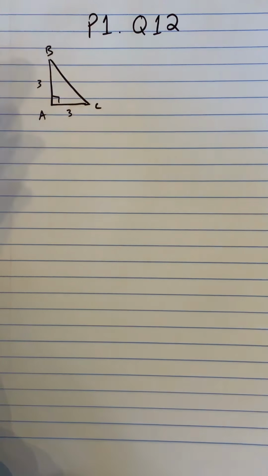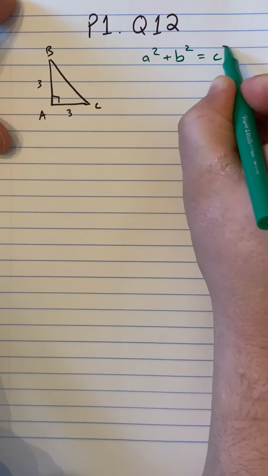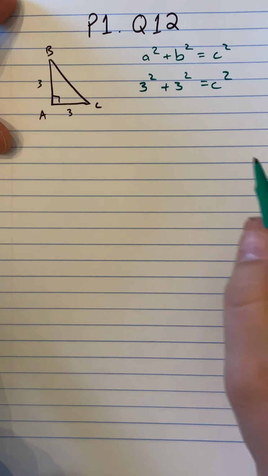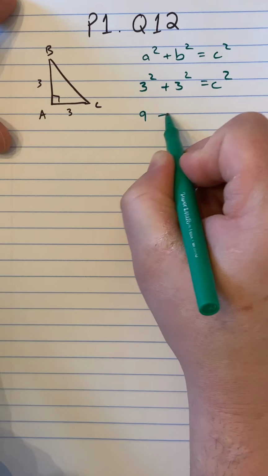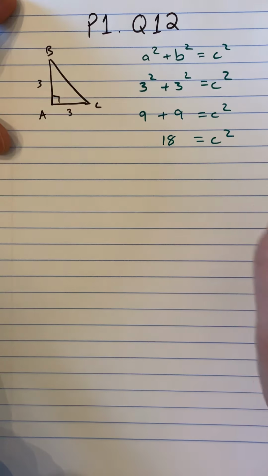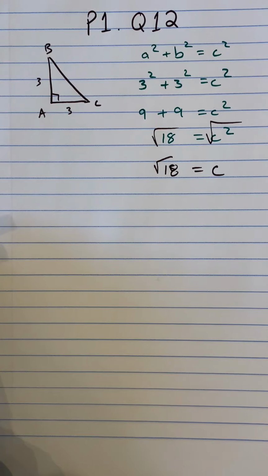So remember, we always start off with a squared plus b squared equals c squared. And I'm going to do 3 squared plus 3 squared equals c squared, right? So remember, Pythagorean theorem. So 9 plus 9 equals c squared. 18 equals c squared. And then to finish it off, I would have to take the square root of 18 equals c, because I would take the square root of that. And I think that that's approximately 4.24 or something like that. So now we know the side length of BC.